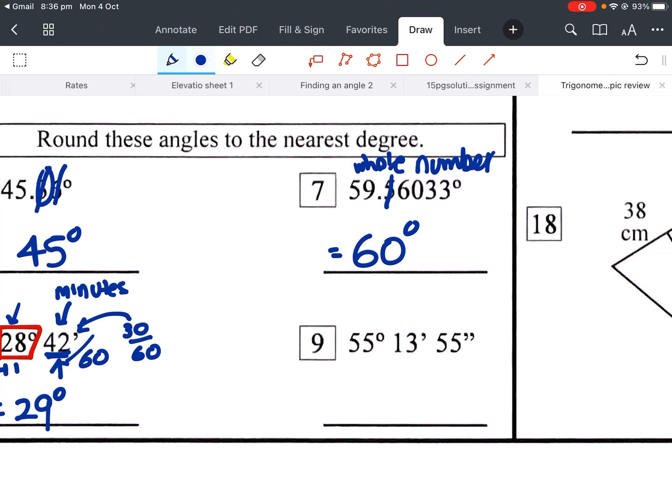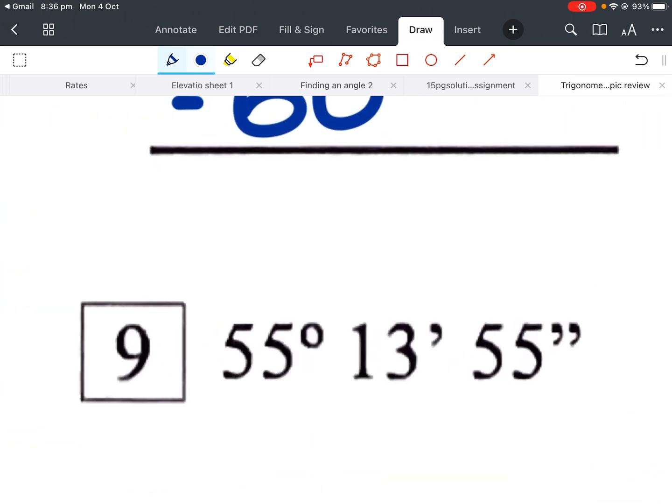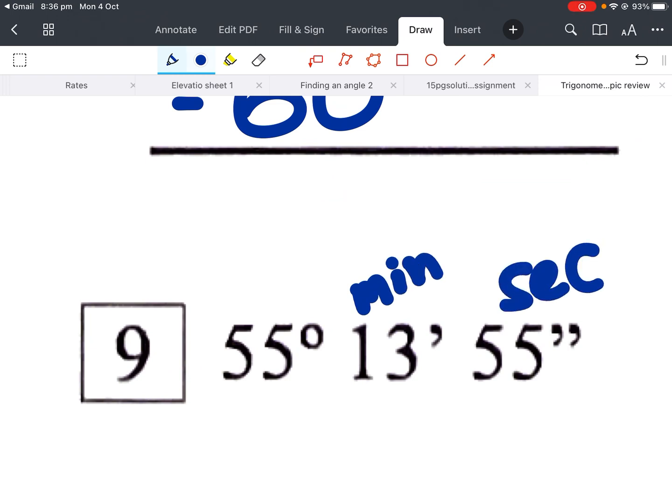Okay. All right, what about this one? Again, this one says to the nearest degree. Now, this one again is minutes. And just like time, this one is seconds. Okay? And both of those, just like time, are only out of 60.